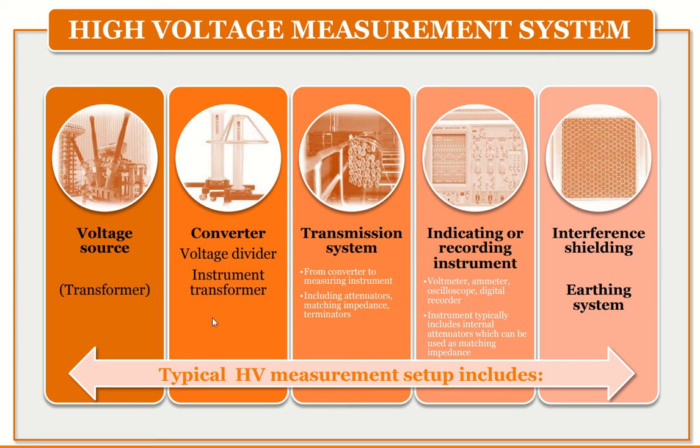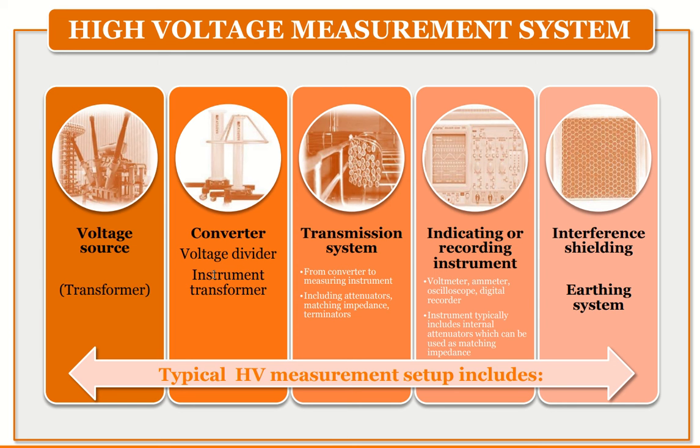transformer, and the voltage divider also tells us the output voltage that we want to produce. The third is the transmission system, from the converter to the measuring instrument, including the attenuator, matching impedance, and terminator. The fourth is the indicating or recording instrument. They have a voltmeter, ammeter, oscilloscope, digital recorder. The instrument typically includes an internal attenuator, which can be used as a matching impedance.